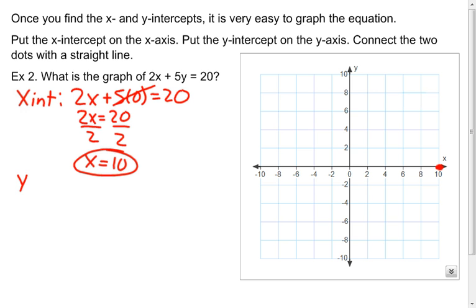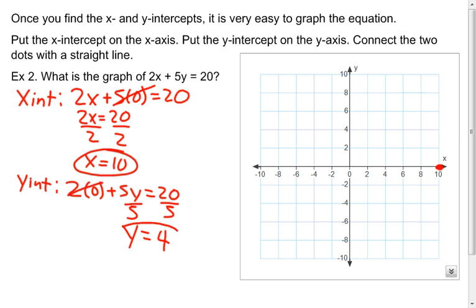Next, find the y-intercept. Plug 0 in for x. 2 times 0 is 0, so that part cancels. Y is being multiplied by 5, so I have to divide by 5. And I get y equals 4. That's my y-intercept. Where is y equal to 4? Up here. So I put a dot there.